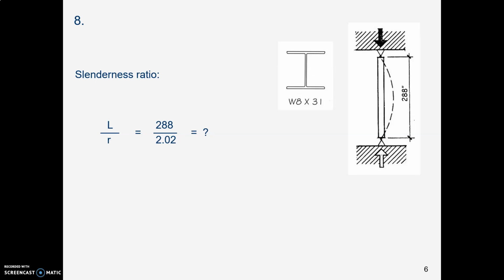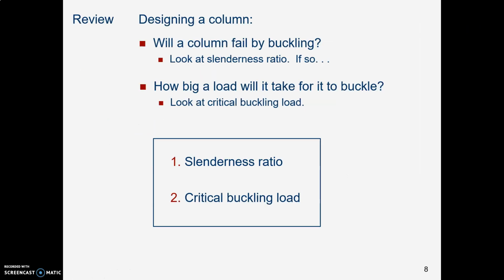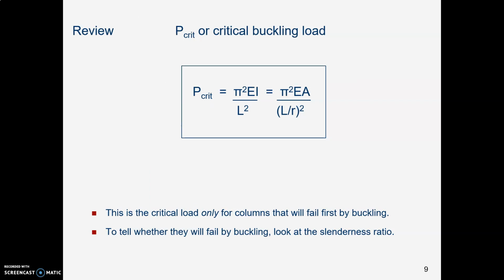Surprise, yes you do. So this column can fail by buckling. That number is greater than 140. So now you know it can fail by buckling. Now we'll look at how big a load will it take for it to buckle. How big is the critical buckling load?